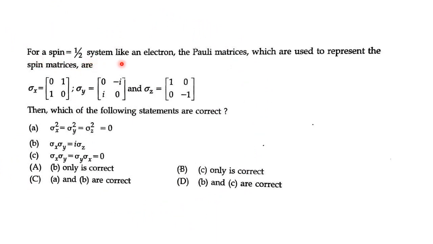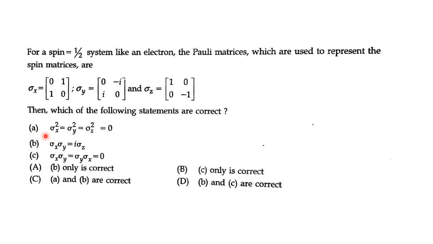For a spin-half system like an electron, the Pauli matrices, which are used to represent the spin matrices, are given: sigma x is 0 1 1 0, sigma y is given, and sigma z is also given. Then which one of the following statements is right? That means we are going to analyze the properties of the Pauli spin matrices.